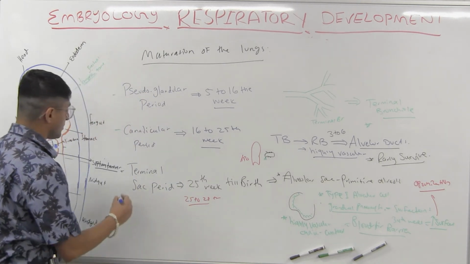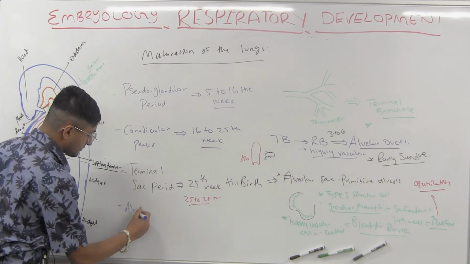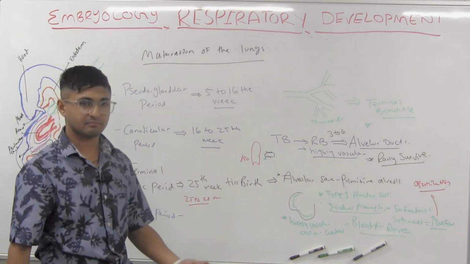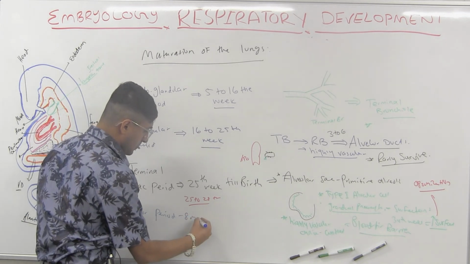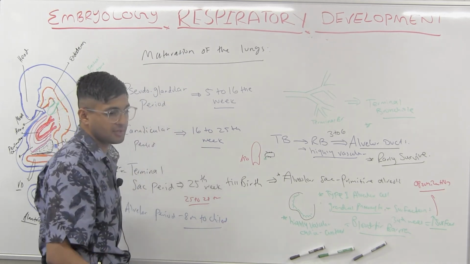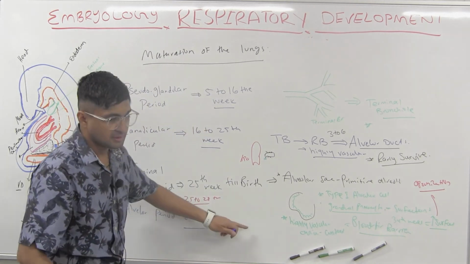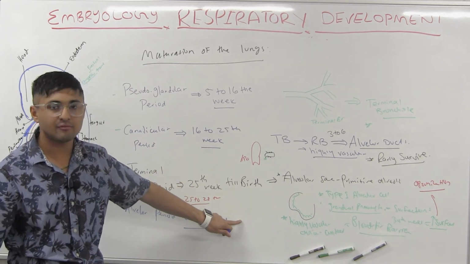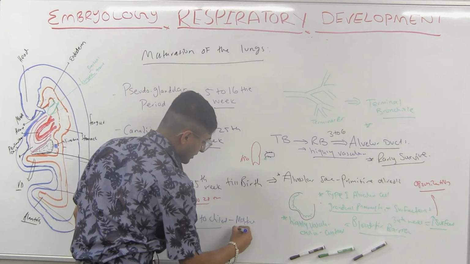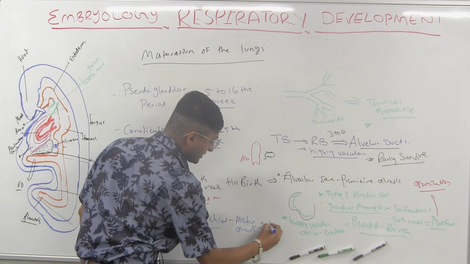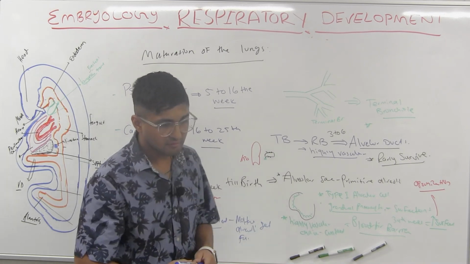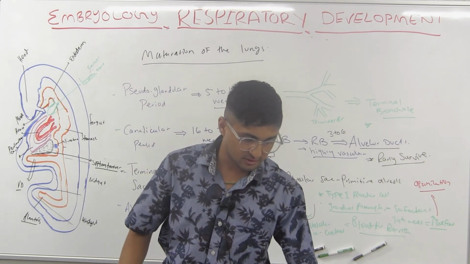And the last one is the alveolar period, and usually this is from 8 months to childhood. This is the reason why the most important thing is that mature alveoli will develop. The alveoli get fully developed, the mature alveoli get completely developed into your endothelial-epithelial contacts. That's what happens.